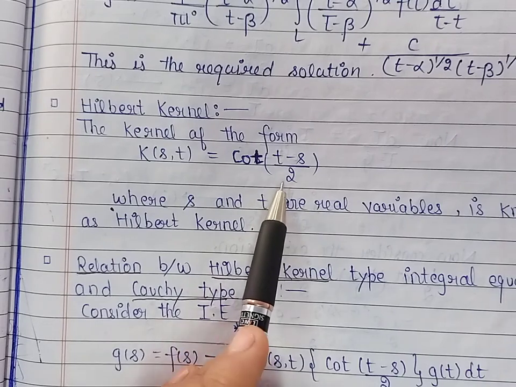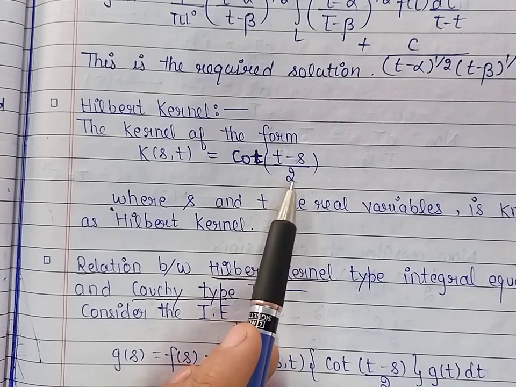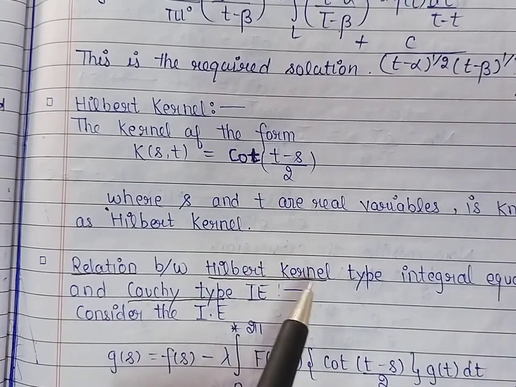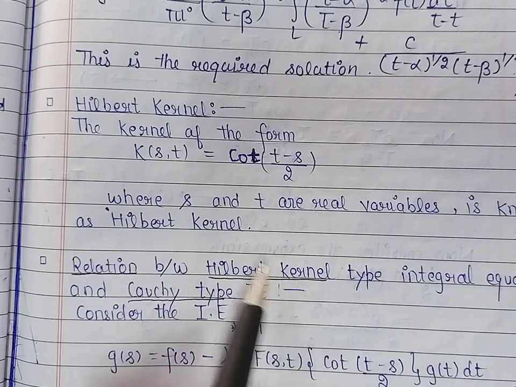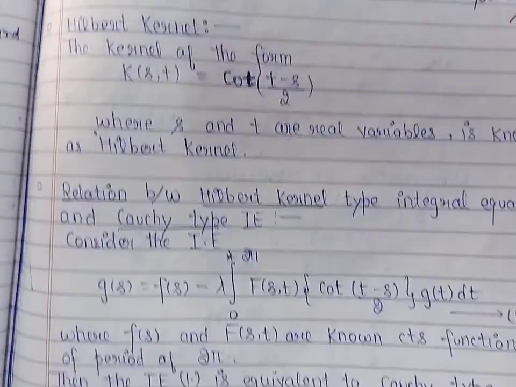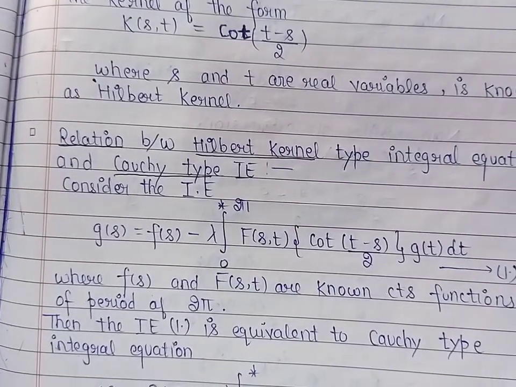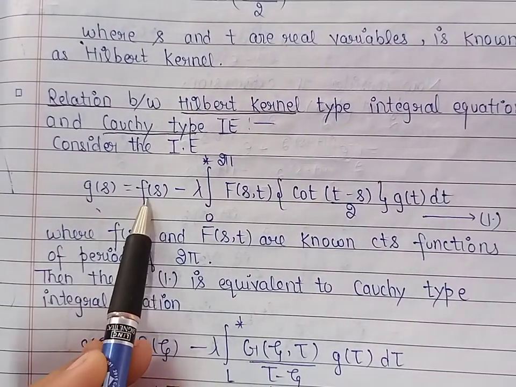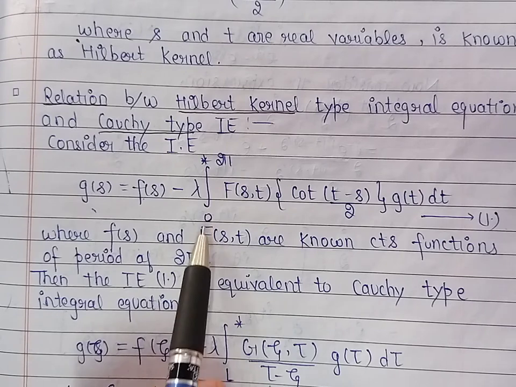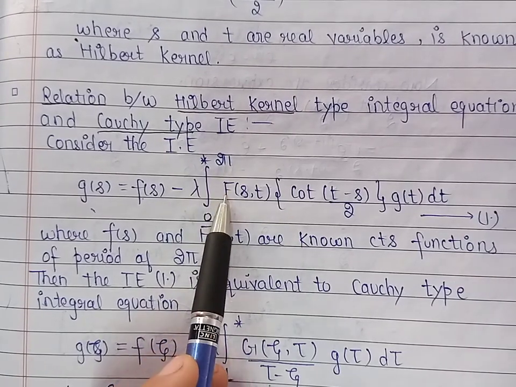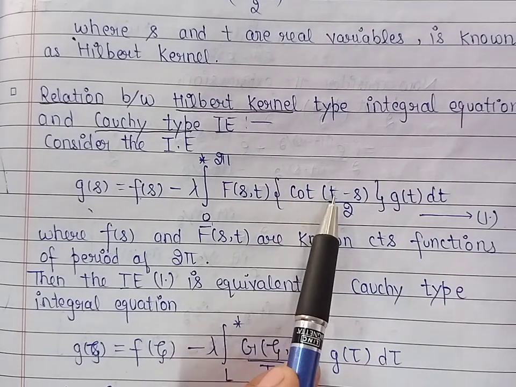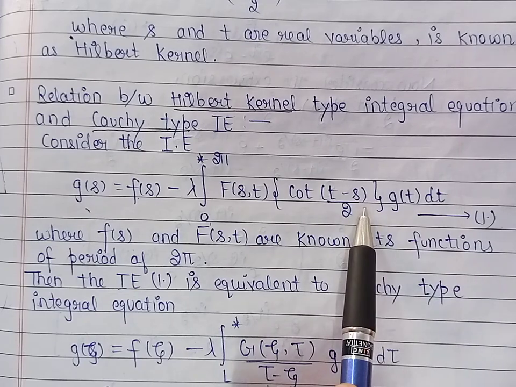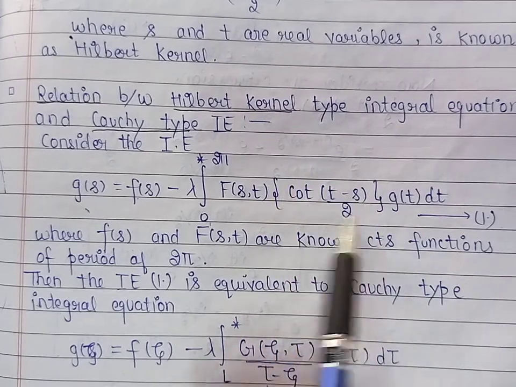And this Hilbert kernel is closely related to the Cauchy's kernel. So we find a relation between the Hilbert type integral equation and Cauchy type integral equation. Let us consider Hilbert type singular integral equation, which is given by g(s) is equal to f(s) minus lambda integral 0 to 2 pi of f(s,t) into cot of (t minus s)/2 into g(t) dt. This integral equation contains the Hilbert kernel.